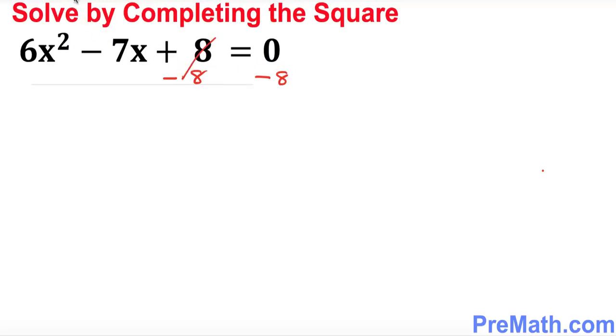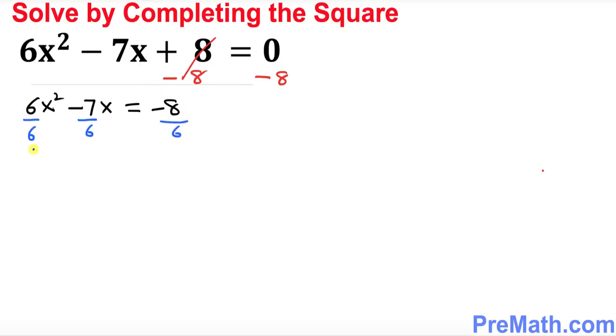So this is gone. What we've got right now is 6x squared minus 7x equals -8. So far so good. The next thing we want to do is make sure that our leading coefficient, which right now is 6, must be 1. Whatever the leading coefficient is, you must divide all the way by that number, by 6. So in order to get 1, we're going to divide by 6.